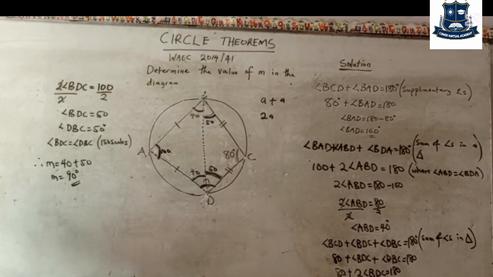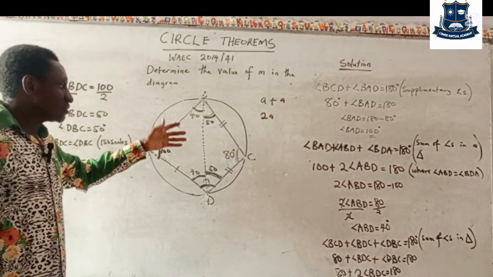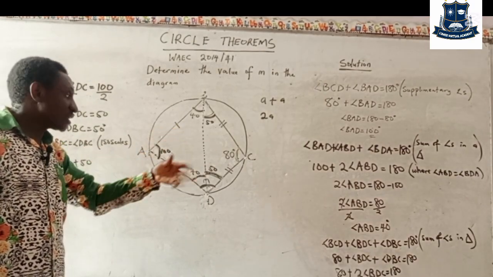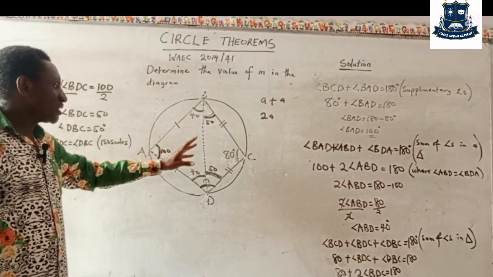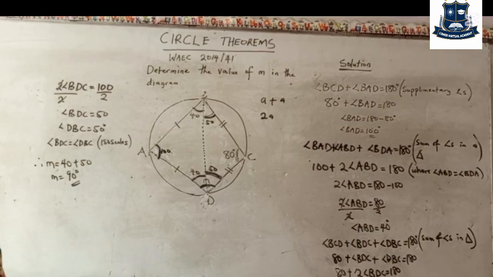So we have found the value of M. You see, we have been able to use the theorem that opposite angles of a cyclic quadrilateral are supplementary, and in this case we also made use of the isosceles triangle. So our value of M is 90 degrees.